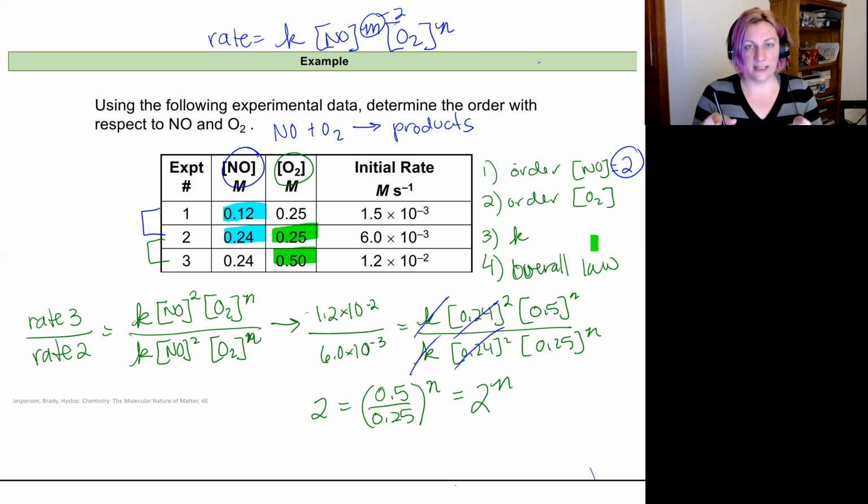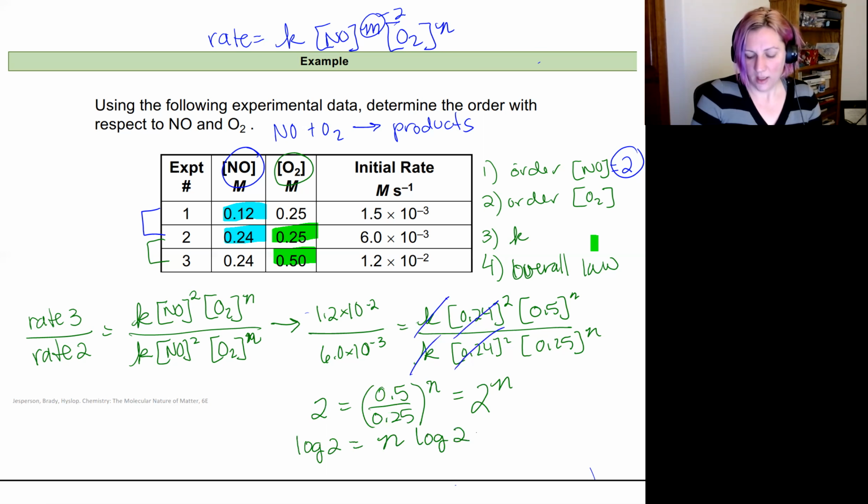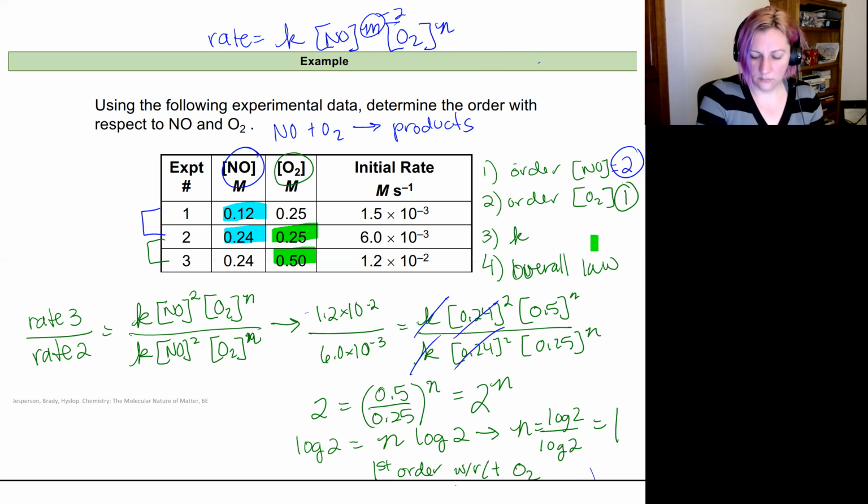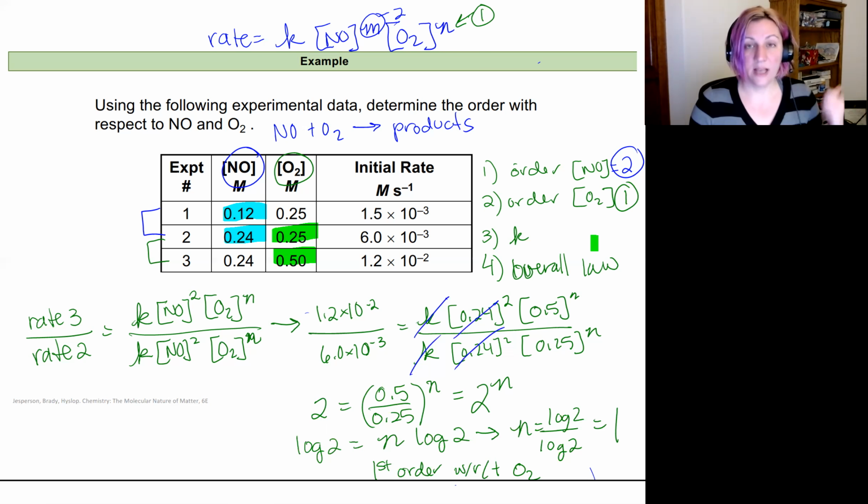I could also recognize this as first order because 2 to the power of 1 will equal the same numeric value of 2. But let's go through it. So then what I can see is that the log of 2 is going to equal N times the log of 2. And so N is equal to log 2 divided by log 2, which is equal to 1. So it's first order with respect to oxygen. So that means this N here is a 1. Great.